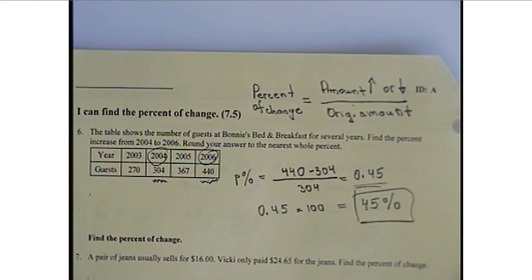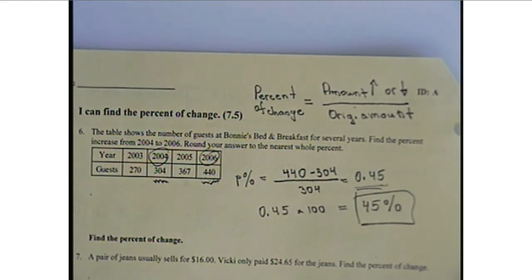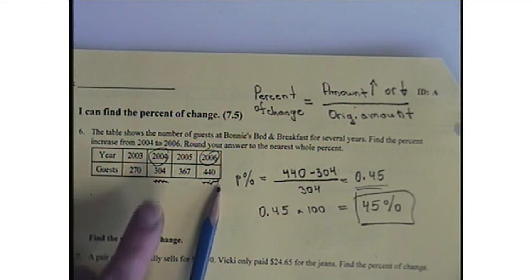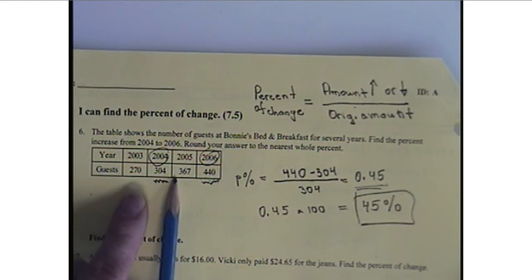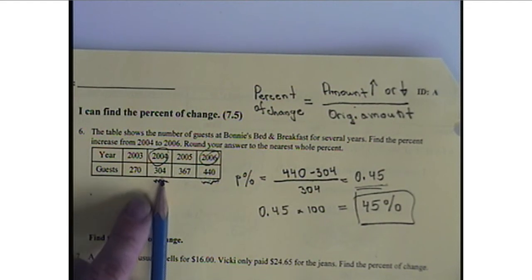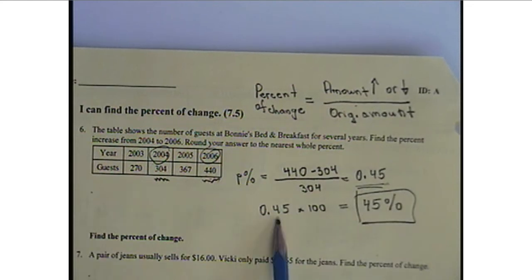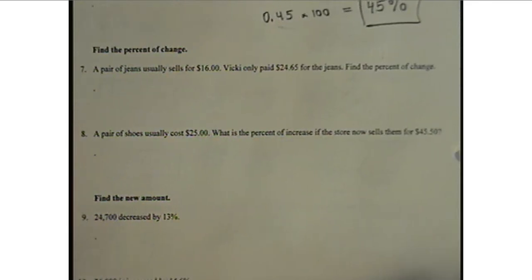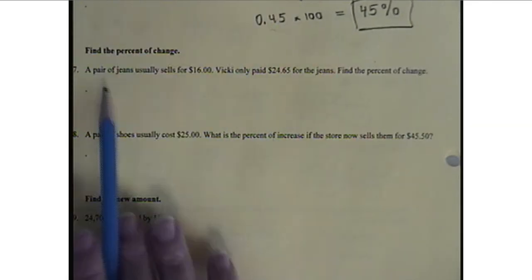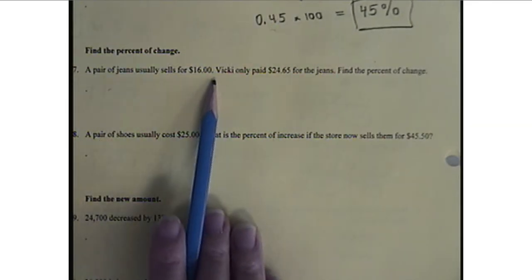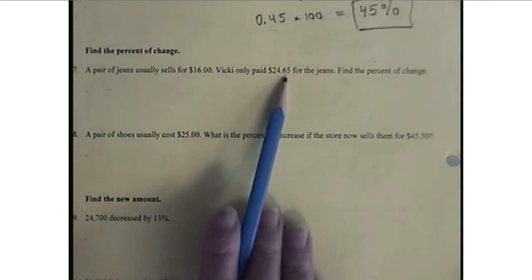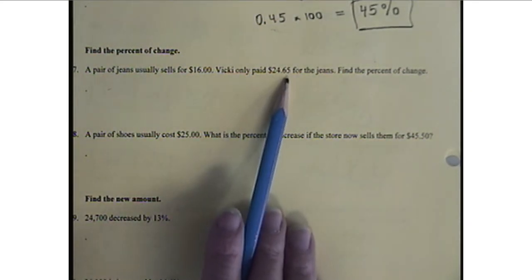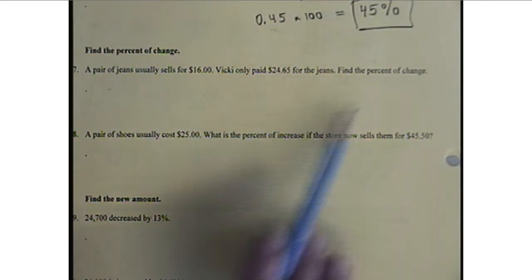Okay, so when you have examples like this, make sure you set up the formula, look for the difference between the two amounts, and then divide by the original one, or the old amount. Then don't forget always to convert the decimal number to a percentage to finalize the solution. Find the percent of change. A pair of jeans usually sells for $16. Vicky only paid $24.65 for the jeans. Find the percent of change.